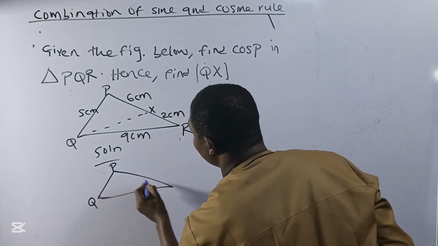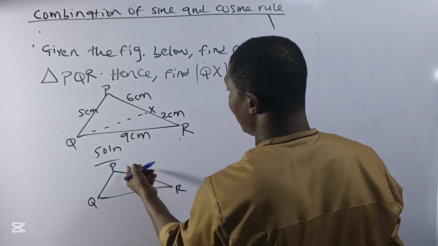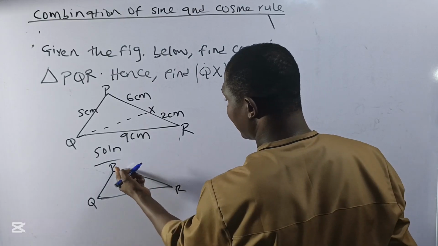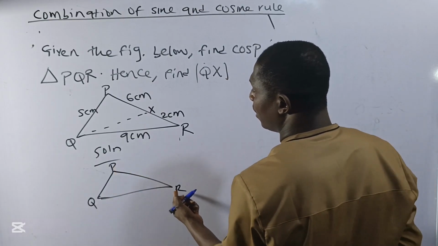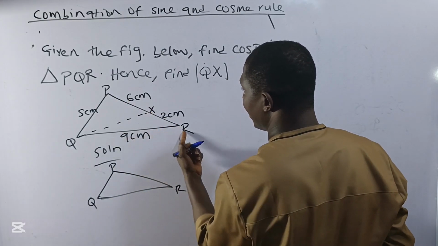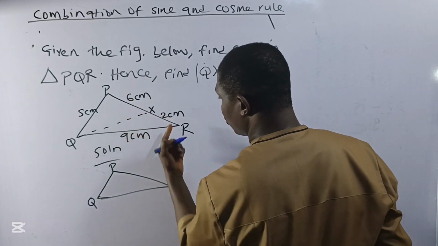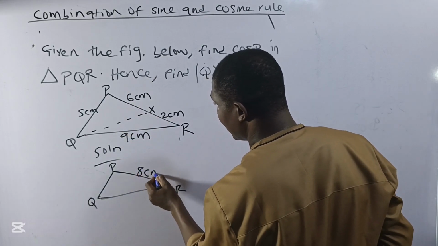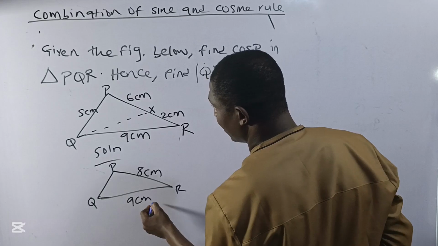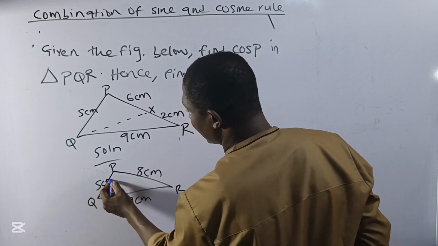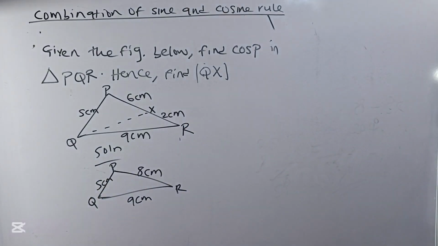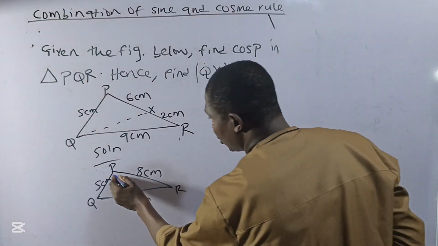This Q, this P, and this R. Side PR is made up of PX and XR. So we have 6 plus 2 giving us 8 cm. This is actually 9 cm. And this is 5 cm. Now I'm looking for cos P, which is this.